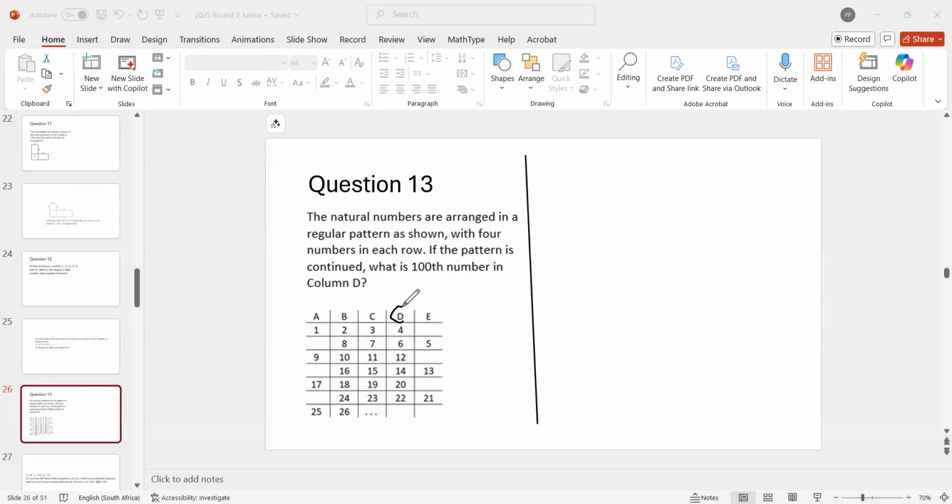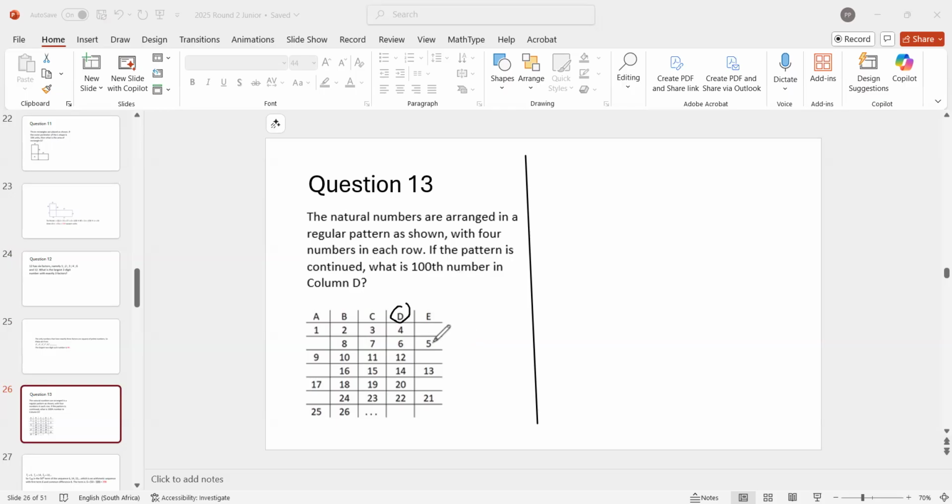In column D, the first number is 4. Second is 6. Third is 12. Fourth is 14. Fifth is 20. Sixth is 22. Now you'll see you've got 4, 6. That means you're adding 2, then you're adding 6. You're adding 2, you're adding 6. So there is a pattern, but it's not very clear. You're adding 2 different things at the same time.